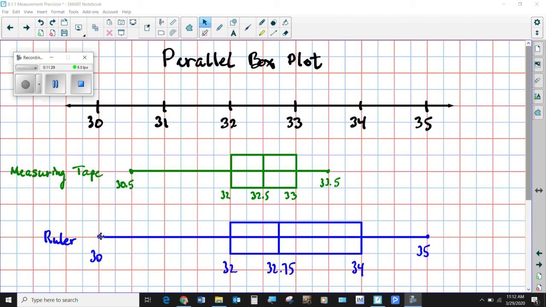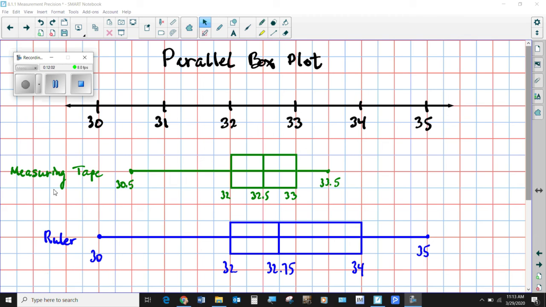Now the ruler, you've got your minimum, your maximum, and your interquartile range. If you think back to when we were looking at the target with the bullseye, the more accurate was closer toward the center of the bullseye, but that didn't necessarily mean that it was more precise. Here, I think our box plots are kind of giving us an idea of which unit of measurement was more precise. The measuring tape or the ruler, which one are you going to say is the more precise measurement?